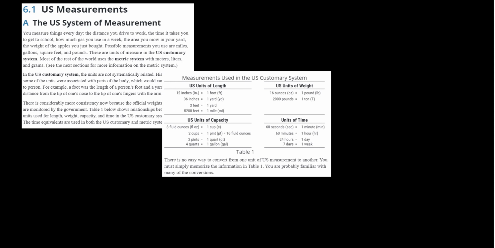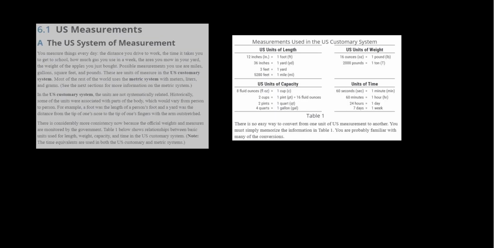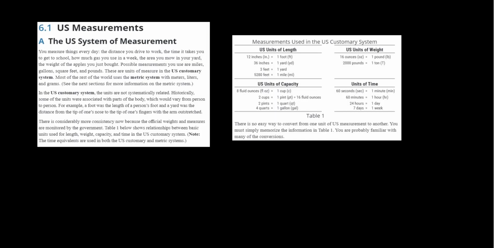Okay, so real quickly, let's go ahead and look at some of the bold words. So we've got the unit of measurement we call the U.S. Customary system, and most of the rest of the world uses the metric system. Of course, you're probably familiar with that. The metric system uses meters, liters, and grams, and uses prefixes such as milli, deci, deca, kilo, things like that. And they're all related.